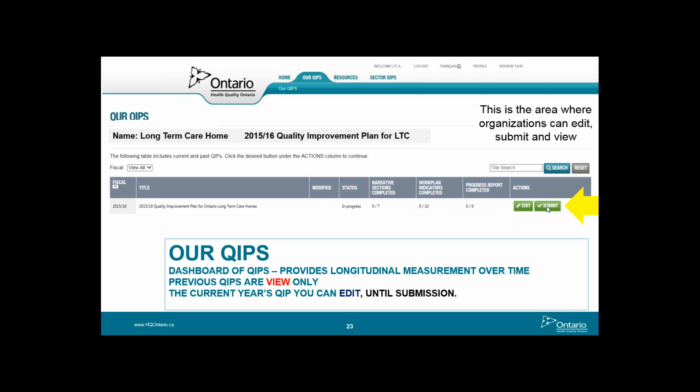Once you hit submit, it will bring up a screen where you have to confirm who has signed off within your organization. The most senior person within the organization or the long-term care home is responsible. We don't put the signature in, but you put their name in, indicating that they are aware and have signed off on the quality improvement plan. We do advise that you actually get their signatures and keep that copy as a document within your organization so that you have it to refer back to.